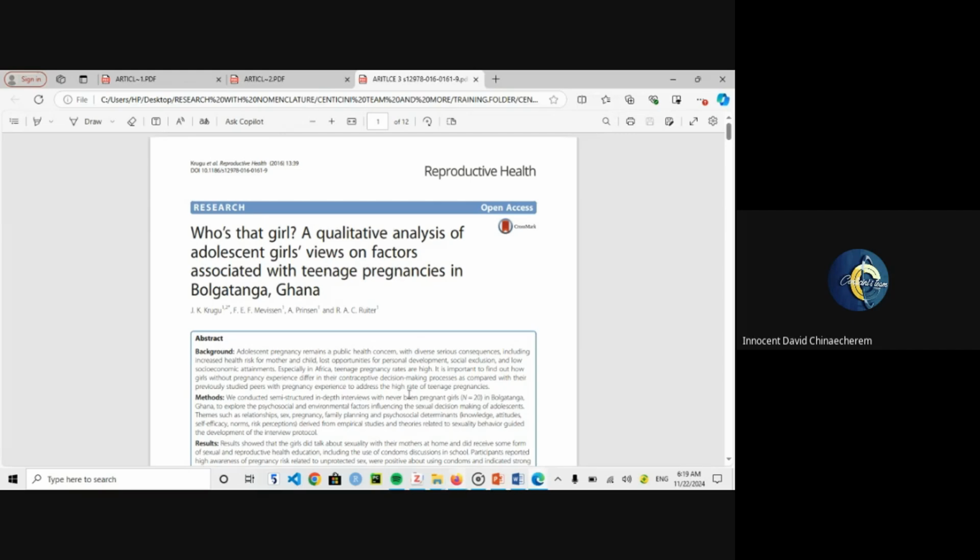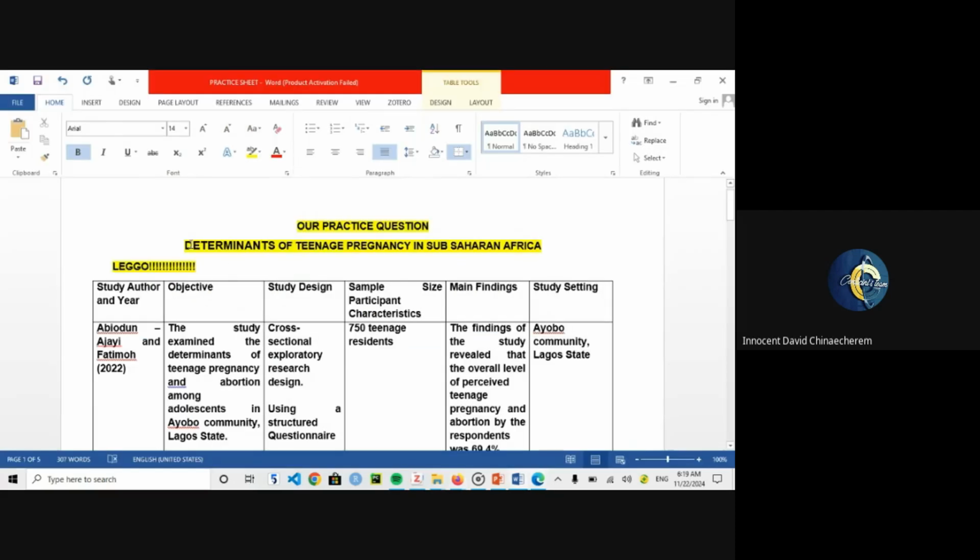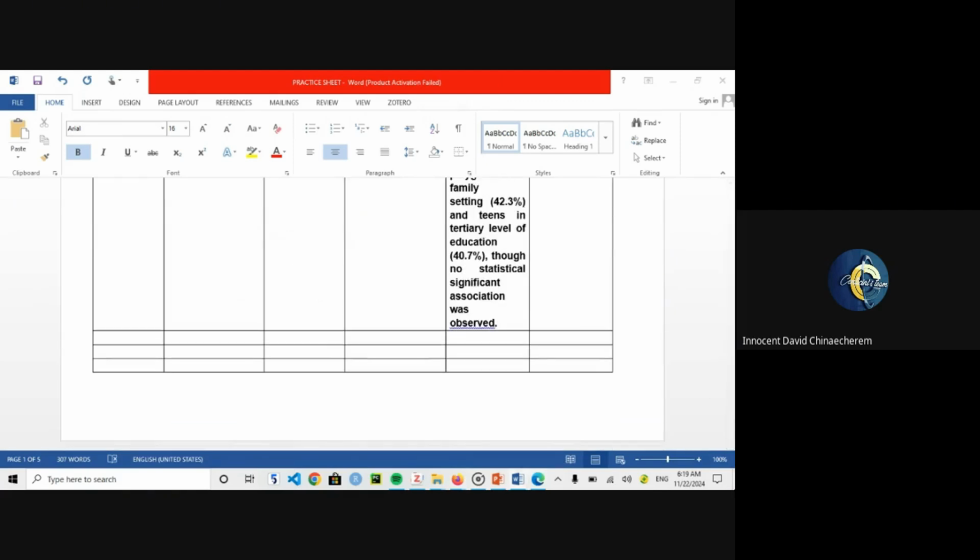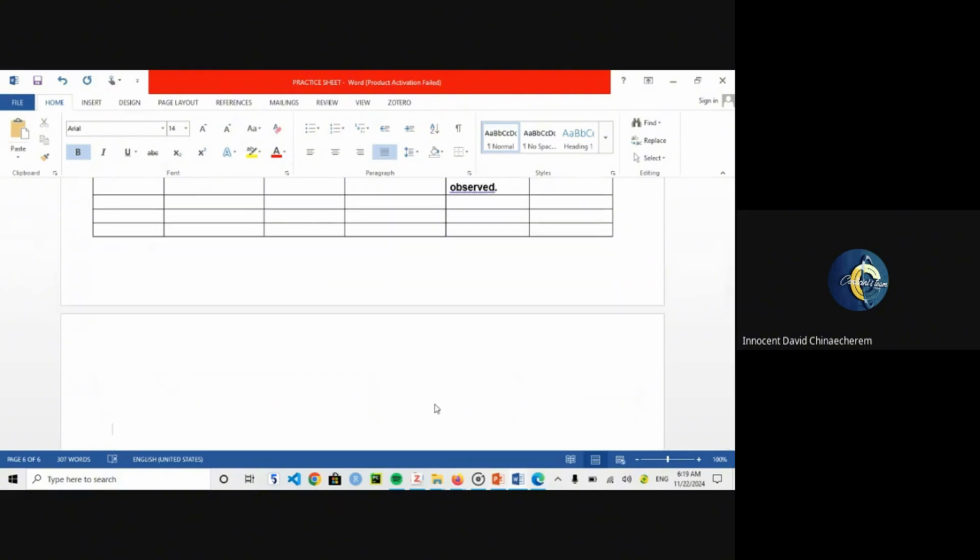Now, for us to get started, these are the 3 included studies that we need to use in addressing our question on the determinants of teenage pregnancy. So I'm going to come down here. I've already inserted all the relevant information. I'm going to call this part the synthesis. Now, for the sake of this session, I'm going to be using the narrative synthesis.